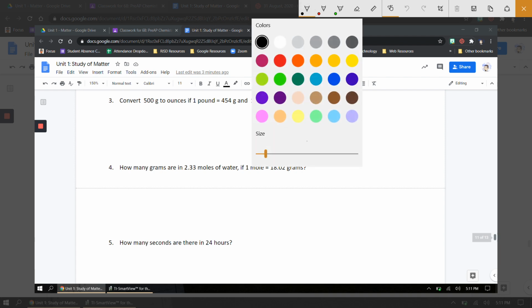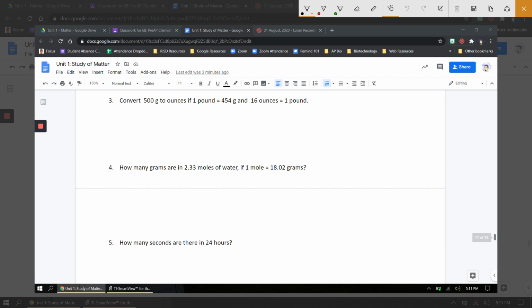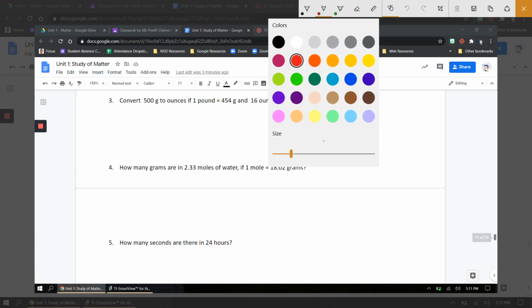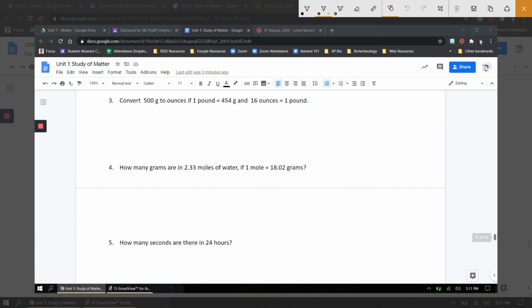So what we have here is, it says, convert 500 grams to ounces if 1 pound is a certain number of grams, and some ounces equals a pound. So there is our conversion factor. I'm going to go ahead and do it this way. There's our conversion factor. And then the question, of course, is in front of that. So what we are given is 500 grams. What our unknown is, are ounces. So we need to convert grams to ounces of whatever substance we're talking about. I don't have a clue.